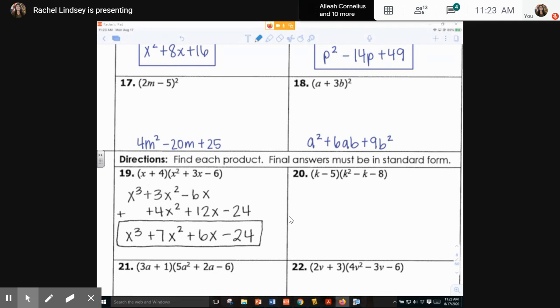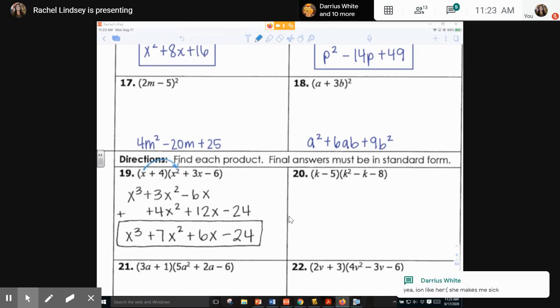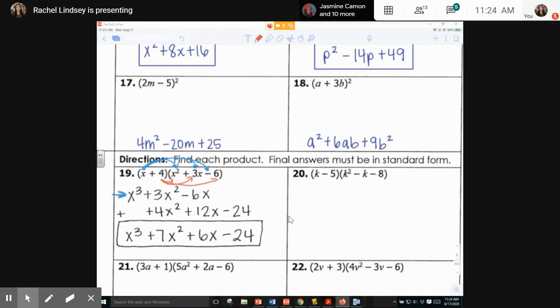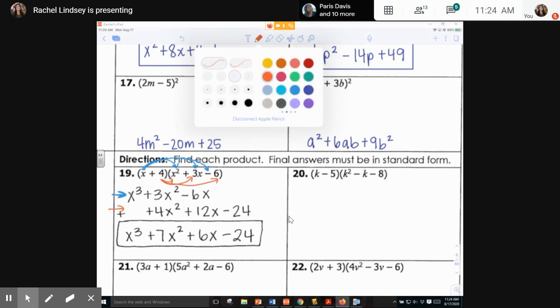And as you can see on number 19 where I wrote out that example, the top is where I distributed the X to everything. And so that's this top part. And then when I distributed the 4 into it, I wrote that down below it. And that's just a way so you don't write it out all in one solid line. If you see it, all the x cubes are lined up, x squares are lined up, x's are lined up, and then constants are lined up. So that's why I write it like that. And you might be able to see better what I'm talking about when I do it real quick.